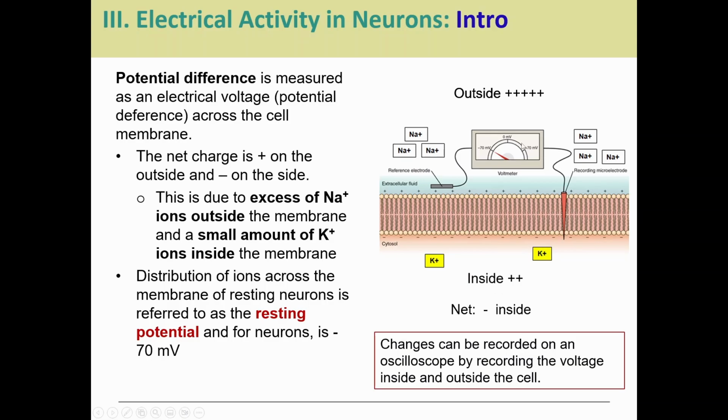So this is when the cell is at rest. This is what we mean by potential difference, and this is how we achieve it: these ions that have a charge, more positive ones on the outside, fewer positive ones on the inside. The sodium and potassium will come into play as we keep talking through this video, so keep that in mind. The normal distribution of these ions across the membrane of a resting neuron is called our resting potential, and it's negative 70. You're going to have to know these numbers, so keep that in mind. Resting is negative 70 millivolts.